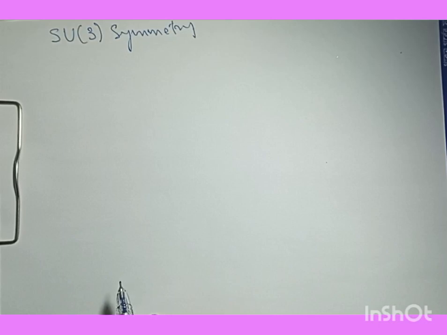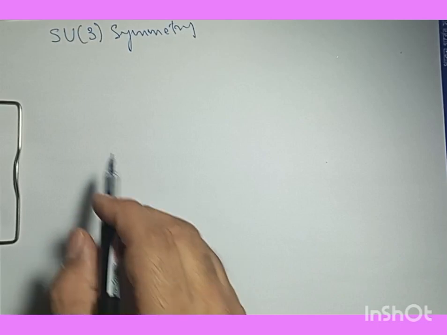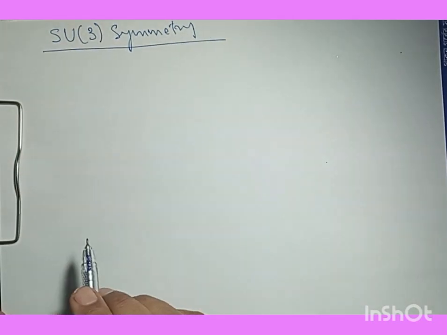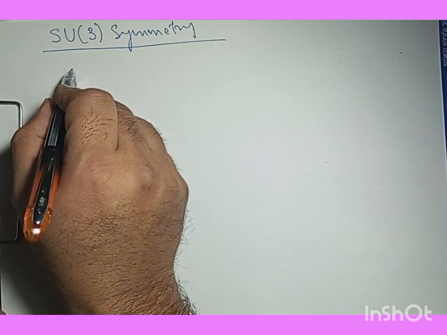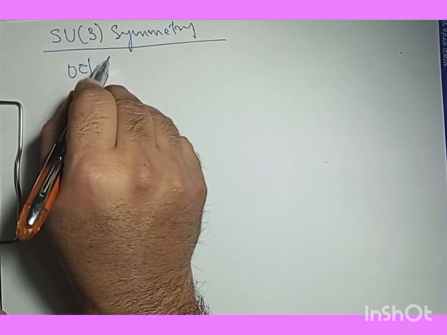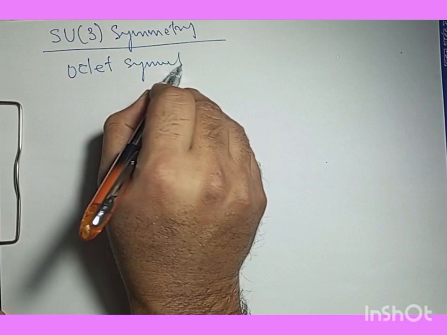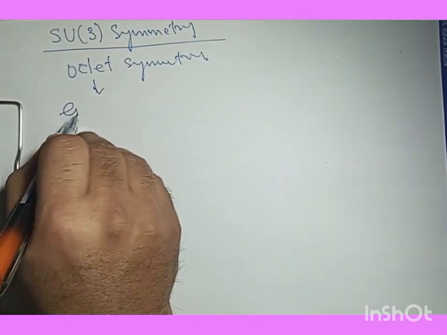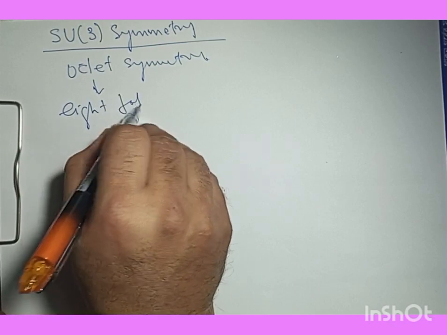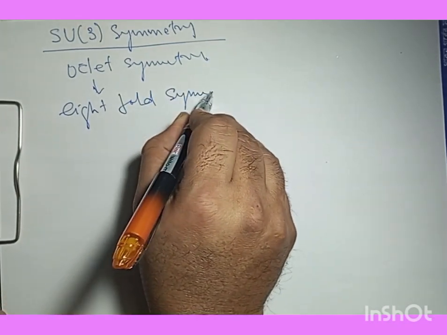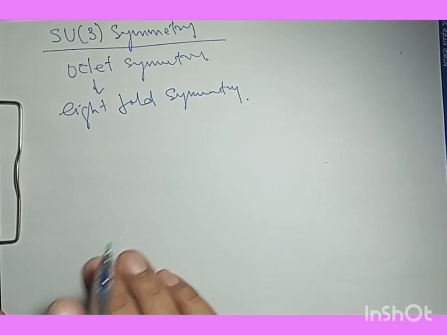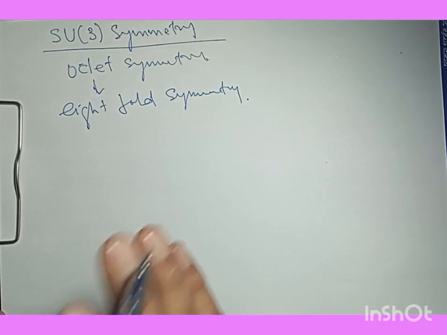Now let's talk about SU3 symmetry. This SU3 symmetry is also called octet symmetry, or eightfold symmetry. It was basically Gell-Mann and Ne'eman who independently proposed a scheme.